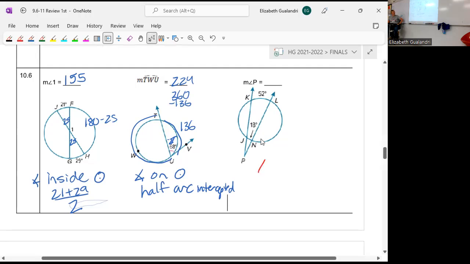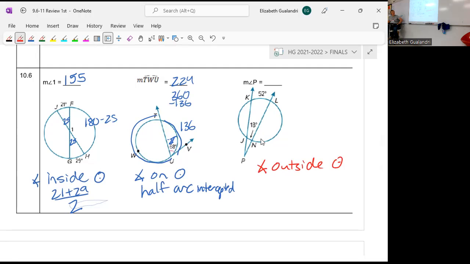And then the last one over here has an angle that is outside the circle. And for this one, you're going to take the two arcs and you're going to subtract. You're going to take your biggest one, which is 52, minus your smaller one, which is 18, and you're going to divide by 2, and that's going to give you the angle measure. And so that's going to give you 17 degrees. So inside you add the two and divide by 2, on it's just half the intercepted arc, and outside you subtract the 2 arcs. You always want a positive number with that one, so if you subtract the other way, just put it down as the positive number.